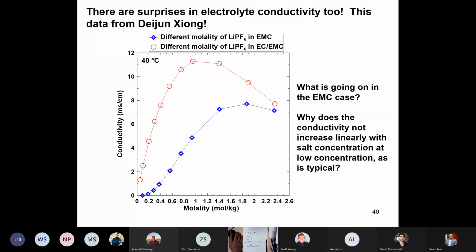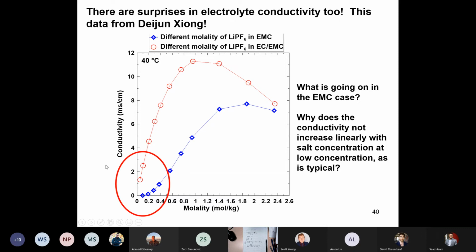Okay, so then we were becoming quite confident we knew what was going on in electrolytes. And then Dae-Jun came along and was starting to work on EC-free electrolytes. And I think Eric measured this data for the conductivity of LiPF6 in EMC solutions. It's the blue data here. And if you measure in EC-EMC, you get the red data.